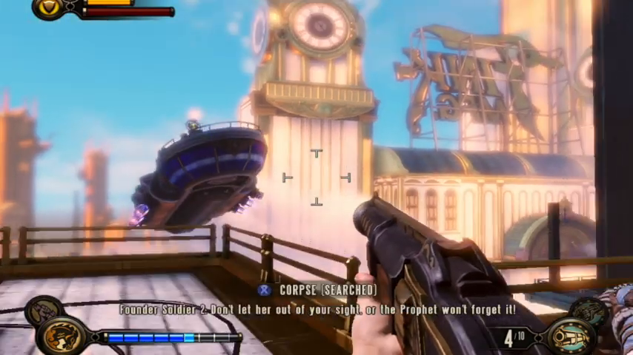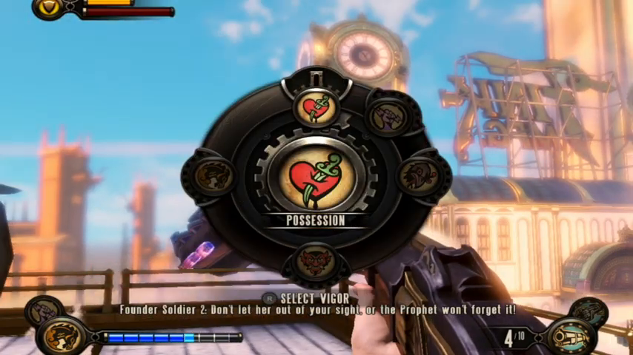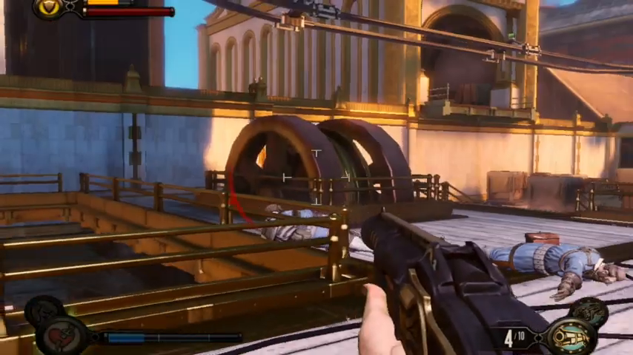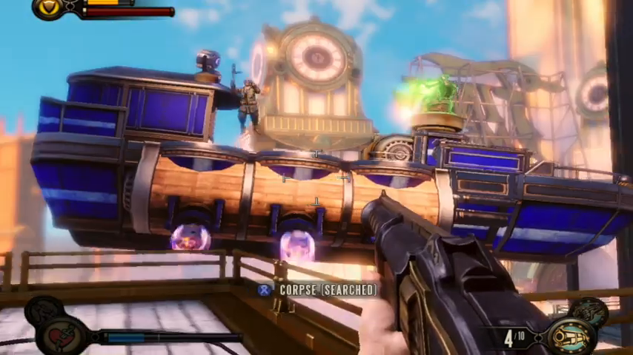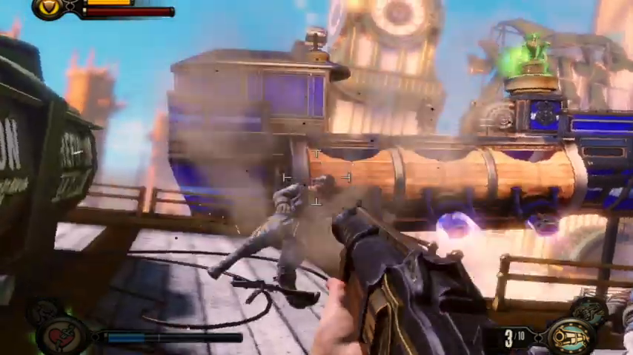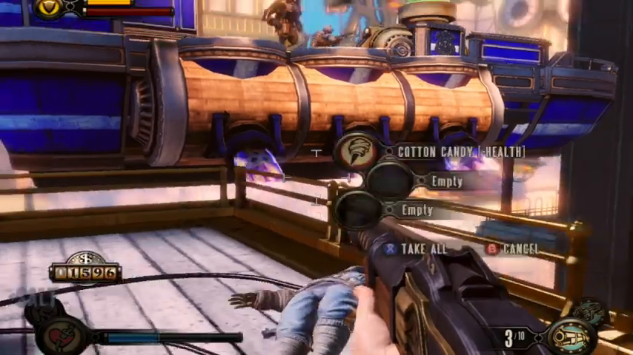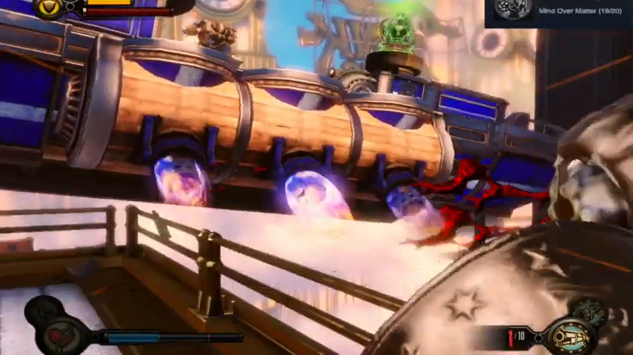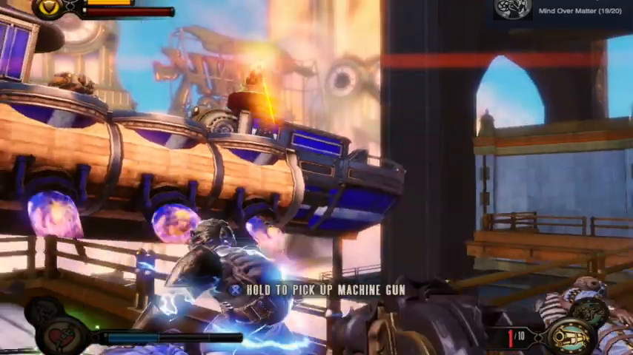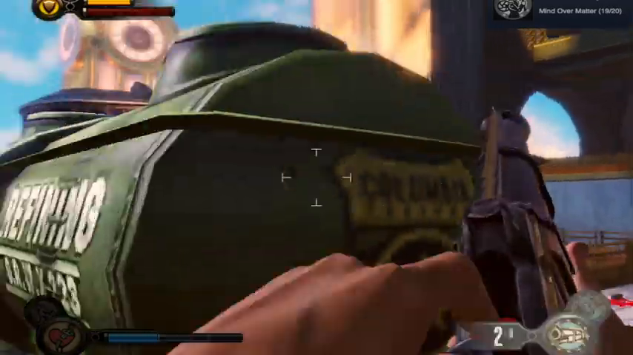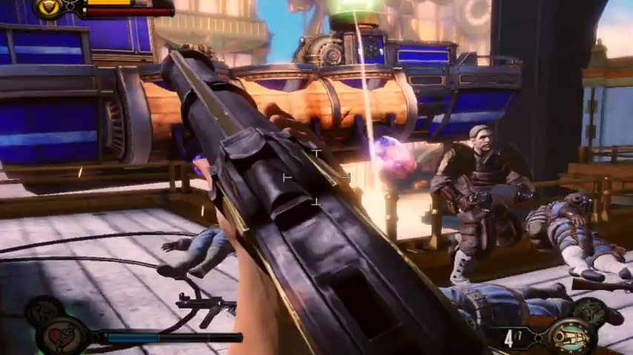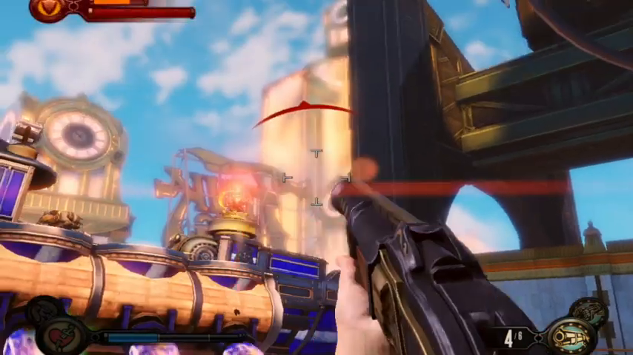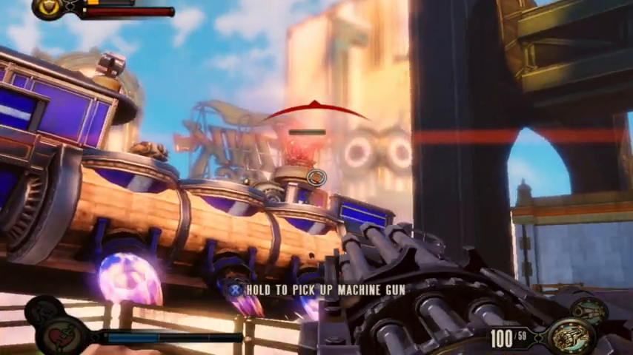For example, as you can see, there's a motorized turret over there, so I can use the possession vigor to take control of it. What that does is that it makes the machine start attacking its allies. So it provides a distraction for me to take them out, as you can see here. Well, eventually that runs out, so I'm gonna have to take care of him.